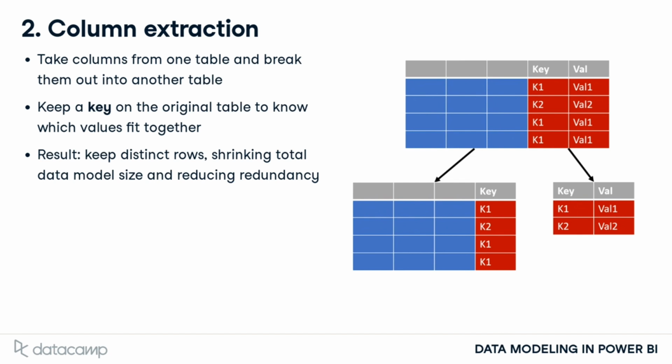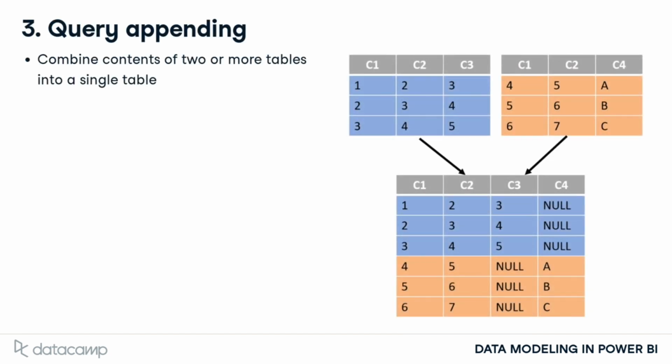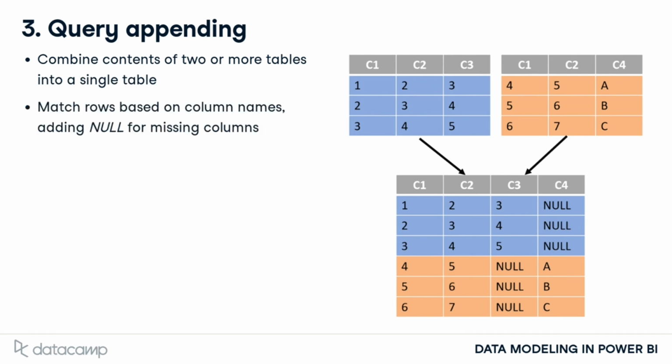You can append a query to combine the contents of 2 or more tables into a single table. It matches rows based on the column names, so watch out for differing headers. It's equivalent to a union all statement in SQL.